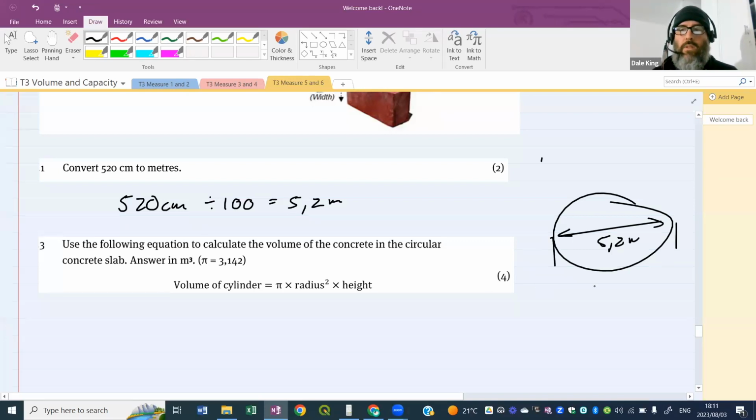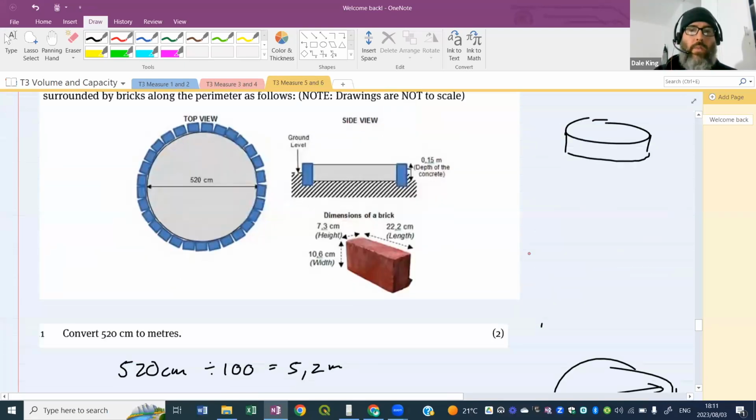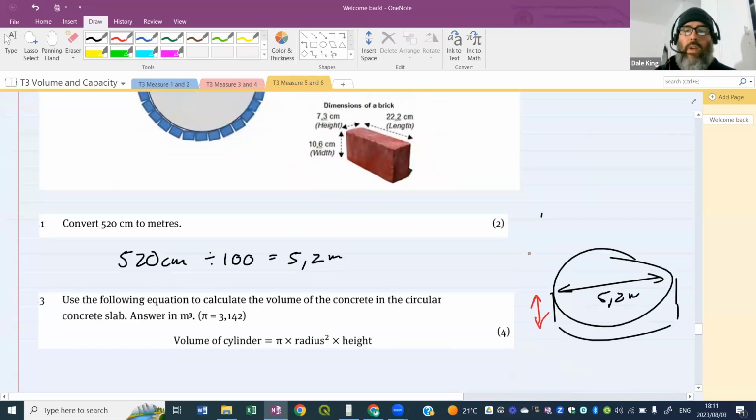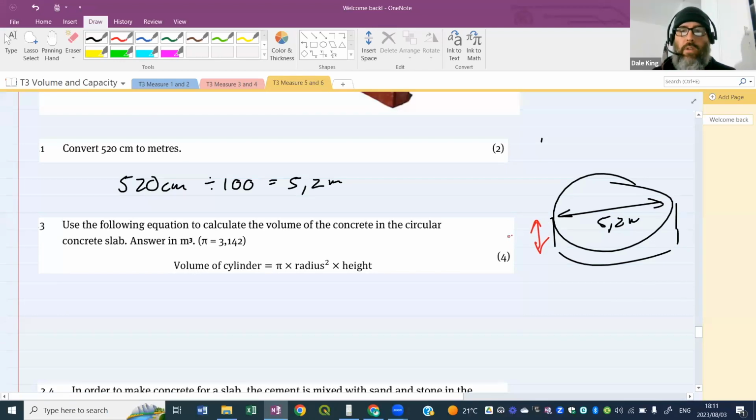Let's just do this. My drawing is horrible tonight. Okay, so this thickness of the concrete, or the height of the concrete here from the drawing, is 0,15 meters. So what is the volume?